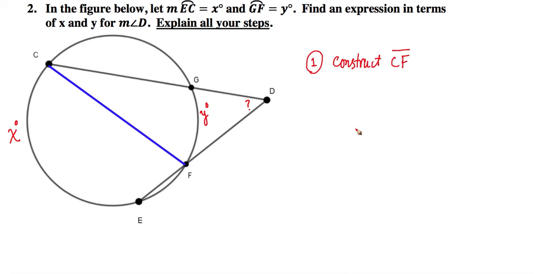And from this, we know that the measure of angle CFE has to be 1/2 of arc CE. So this angle here is 1/2 x, or x over 2. And that's from the inscribed angle theorem. So the measure of angle CFE must be exactly equal to 1/2 the measure of arc EC, or 1/2 x. This is the inscribed angle theorem.